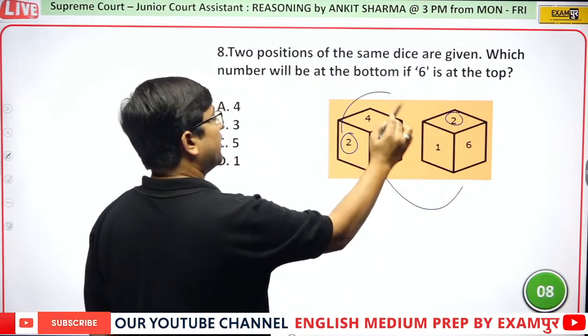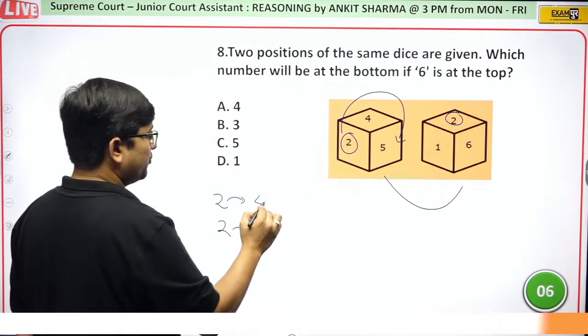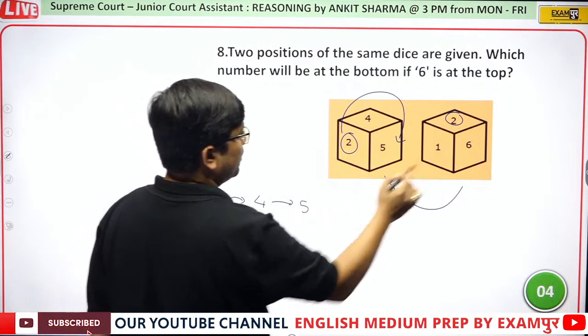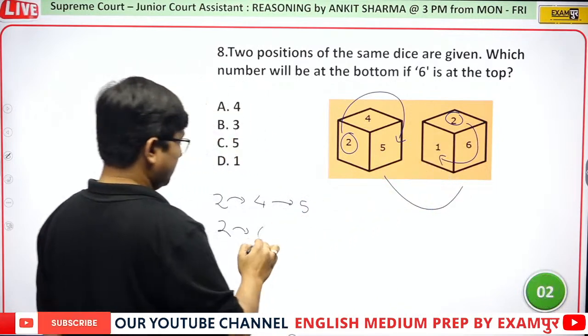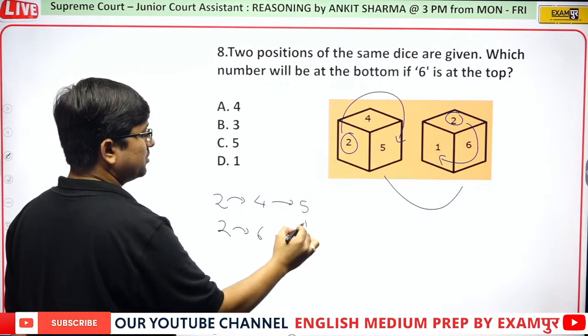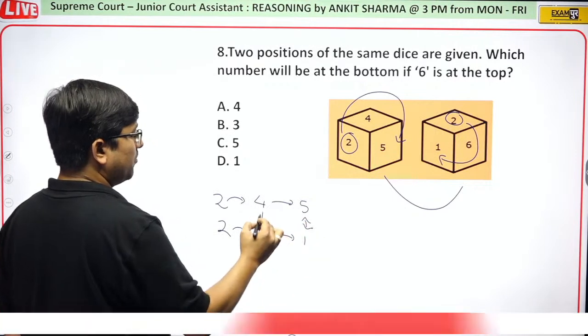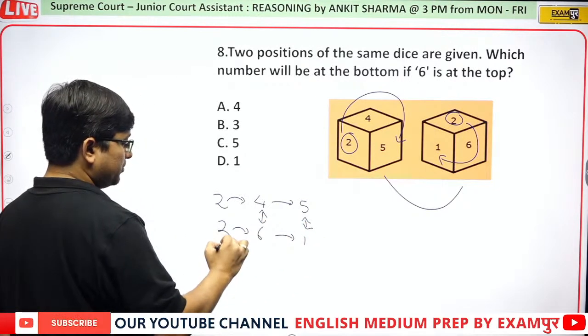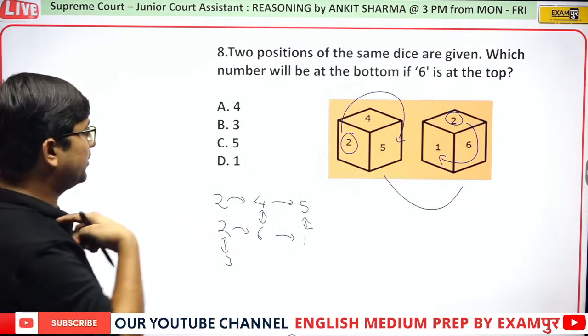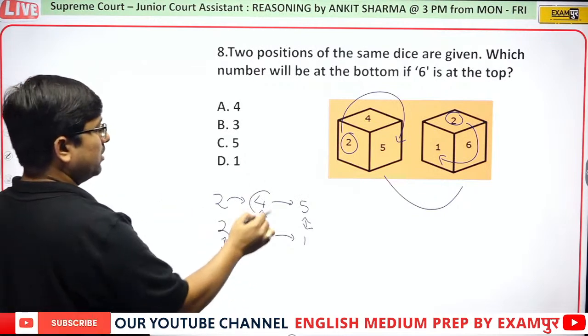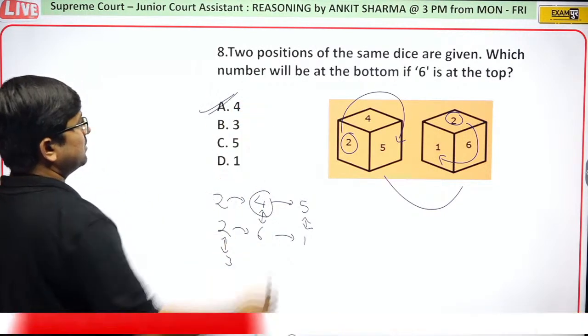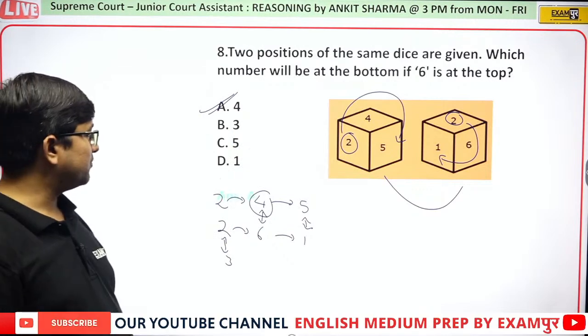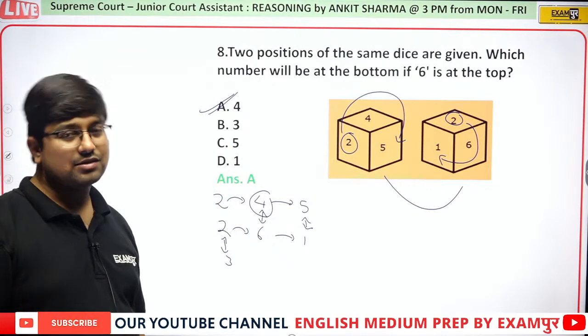Now here in clockwise direction go from 2 to 4, from 4 to 5. Here from 2 to 6, from 6 to 1. Now, my dear students, opposite to 5 is 1. Opposite to 4 is 6. Opposite to 2 is 3. So opposite to 6 is 4, and that is the right answer, option number A, that is 4.